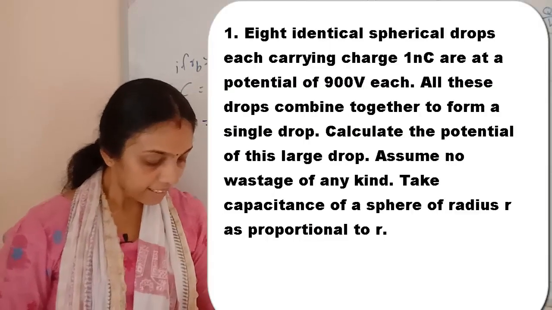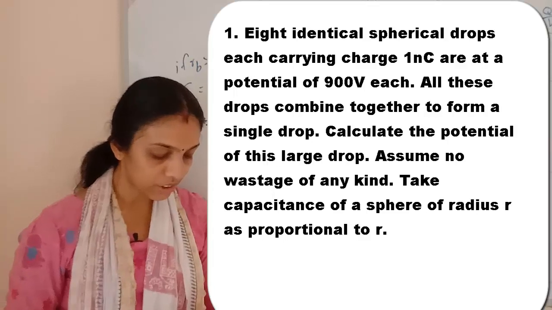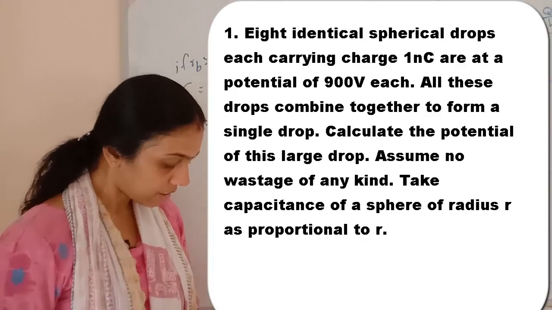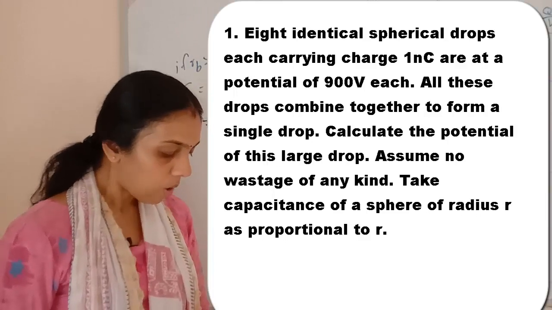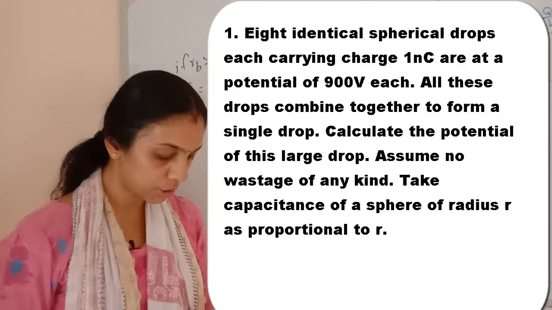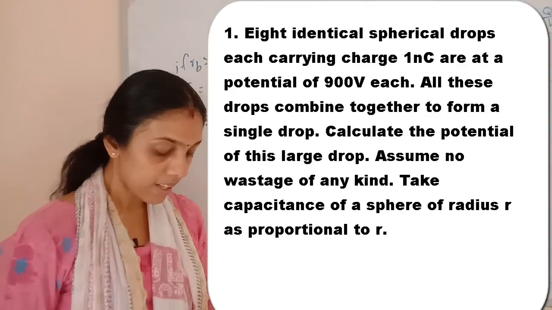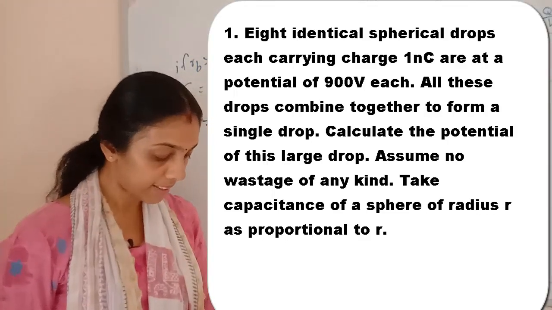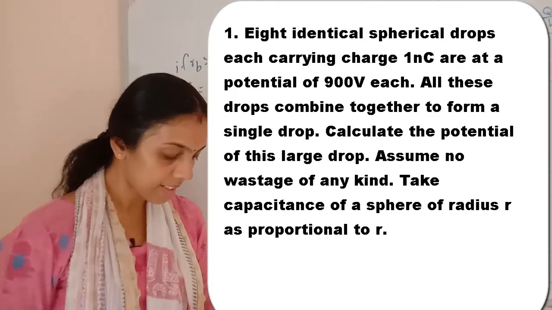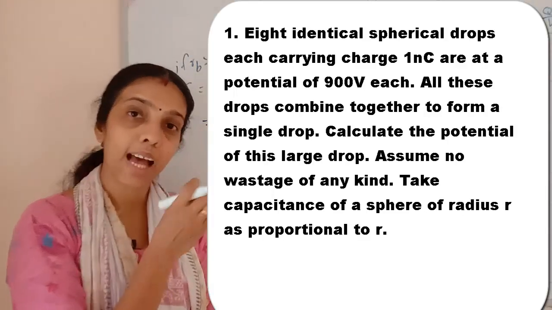First one: 8 identical spherical drops, each carrying a charge of 1 nanocoulomb, are at a potential of 900 volt each. All these drops combine together to form a single large drop. Calculate the potential of this large drop. Assume no wastage of any kind. Take the capacity of a sphere of radius R as proportional to R. This is a previous year sample question paper.